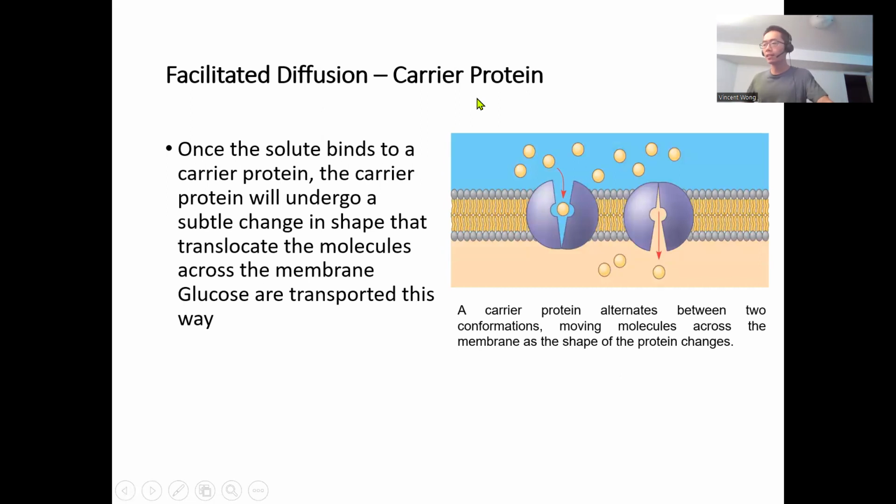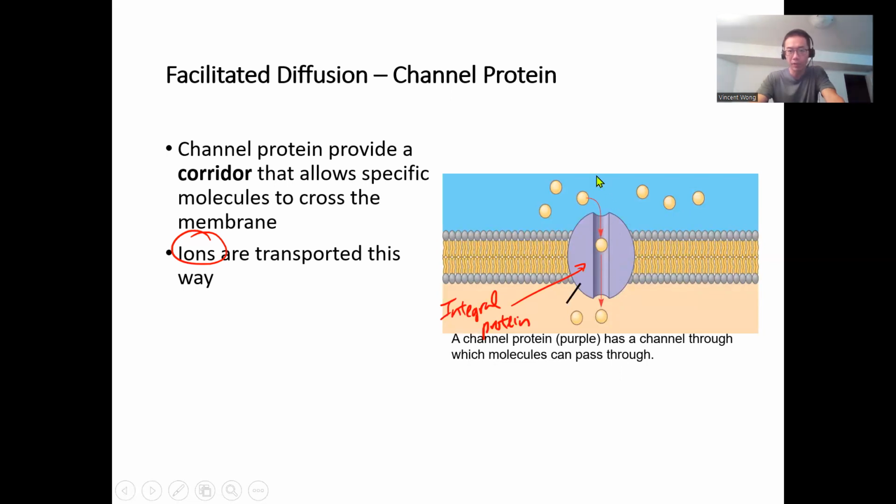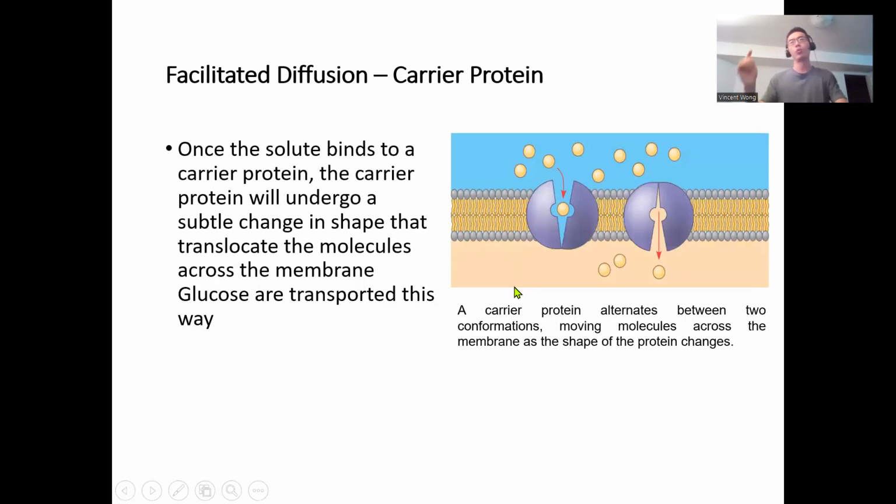The other kind of facilitated diffusion is what we call a carrier protein. A carrier protein, instead of providing a tunnel for things to go through, this is more like a revolving door. One of those revolving doors, like at the mall or something, right? Like the molecule would get in and then it would turn, and then now the opening would be facing inside, and then the molecule gets off. Right? So these kinds of carrier proteins are more suitable for transporting really bulky molecules, things like glucose.